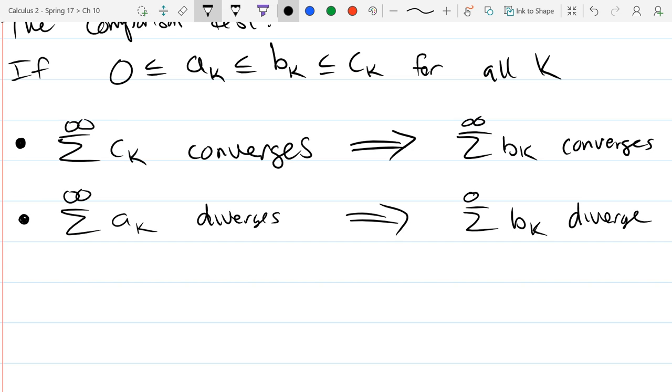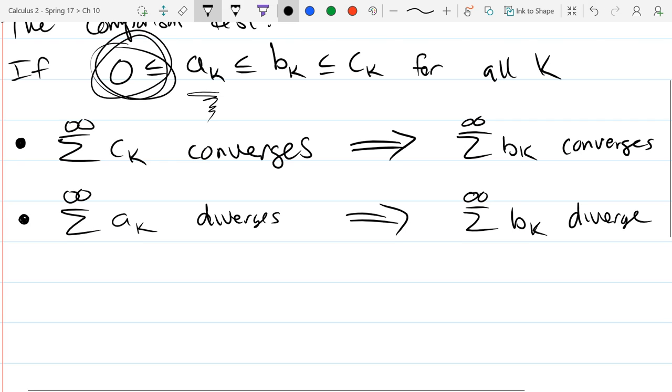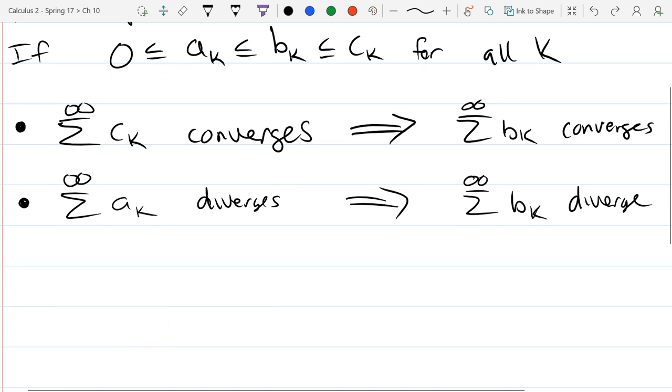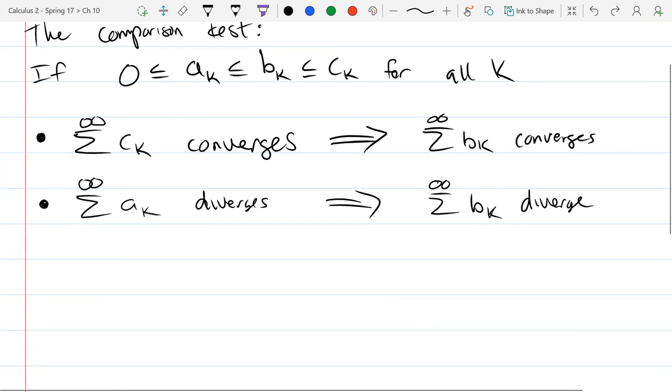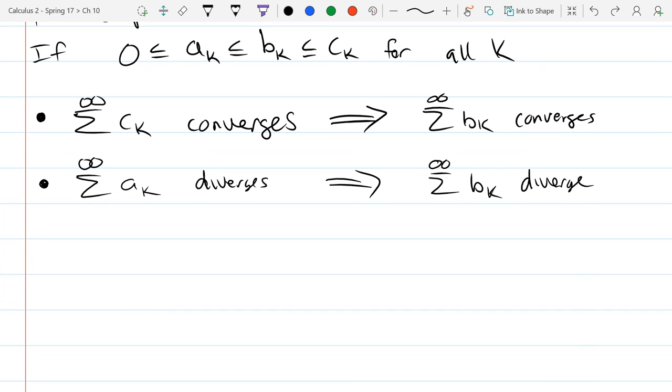Now it's important that these were all positive, because if we didn't have this requirement right here, you could have AK diverging to negative infinity, and then the other one maybe adds up to zero. So you have to have that bound where everything is positive. So we'll do one example that works, and then we'll do one example that doesn't work.